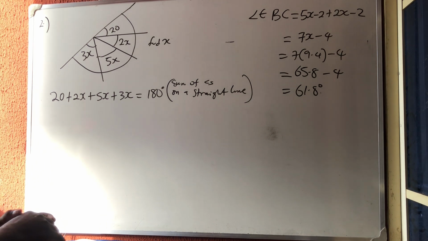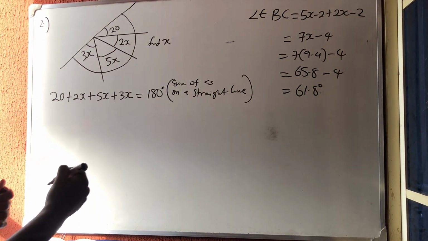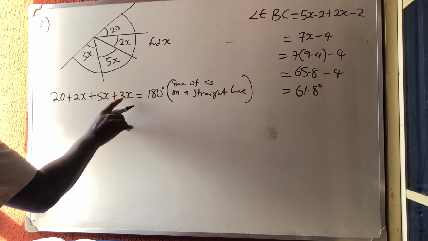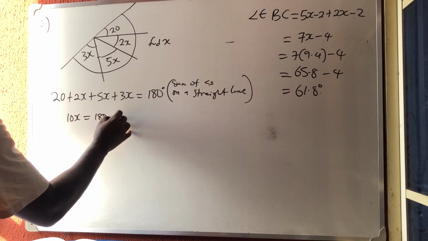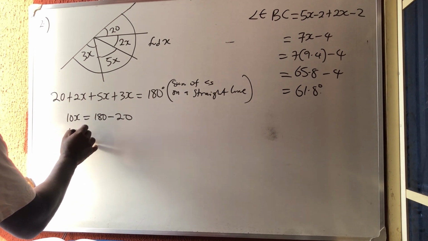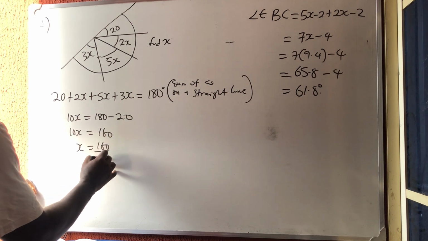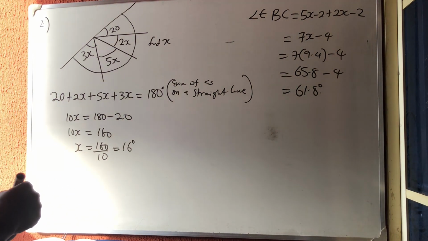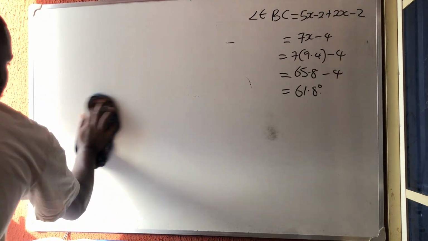Okay, these are supplementary angles. Another supplementary angle that I did not tell you is sum of angles in a triangle, but we don't have a triangle in that stuff, so that is why I didn't say that. So let us add it. This plus this is 10x. So I'm having 10x is equal to 180 minus 20. So 10x is equal to what? 160. So therefore x is equal to what? 160 divided by 10, which is 16 degrees. As simple as that, we've gotten our x. You see, these are very, very simple questions.